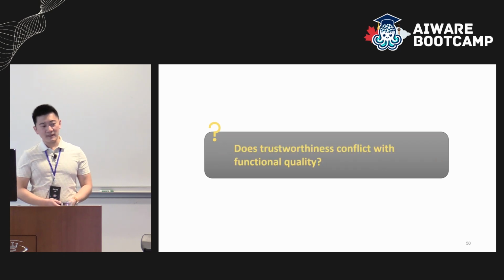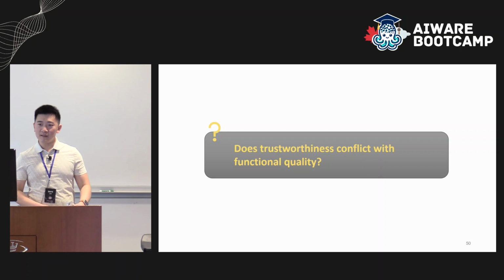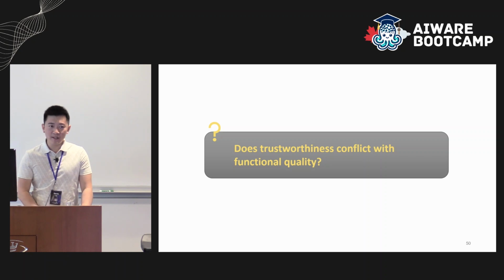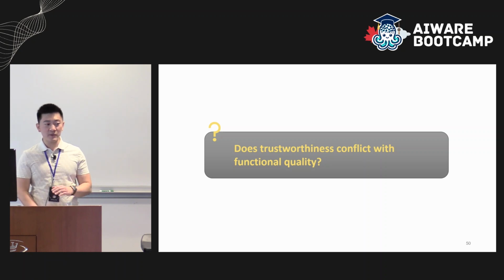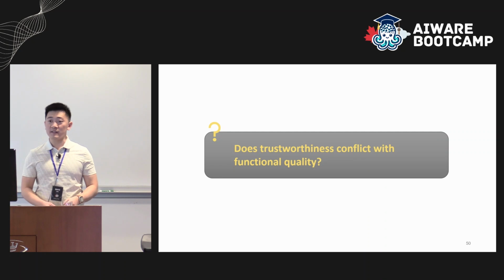So the next question is, we've talked about so many trustworthy aspects, but can we actually achieve perfect trustworthiness with perfect functionality? Does it conflict with each other? Do you have any thoughts on that?